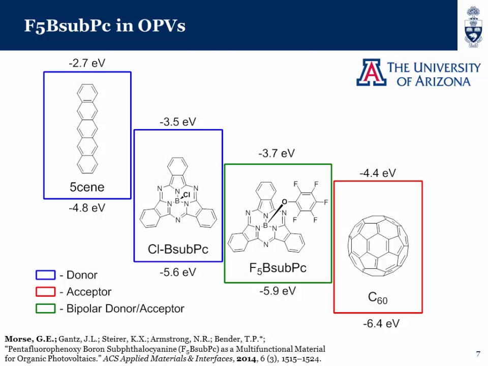Now, early on, what we did was that boron chemistry, and converted chloride to pentafluorophenoxy, and that allows us to tune the HOMO-LUMO energy levels. And you can see from this band diagram, for those in the organic field will know, that pentacene, or 5-cene, is a known electron donor. C60, or Buckminsterfullerene, is a known electron acceptor, and you can see that these subphthalocyanines fall in between. In other words, they should be dually functional.